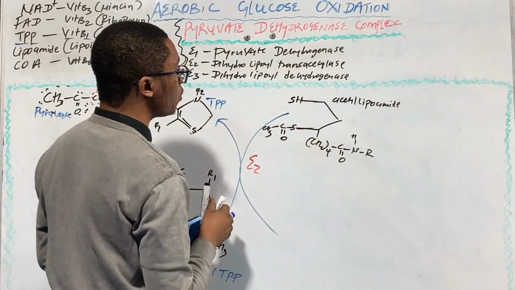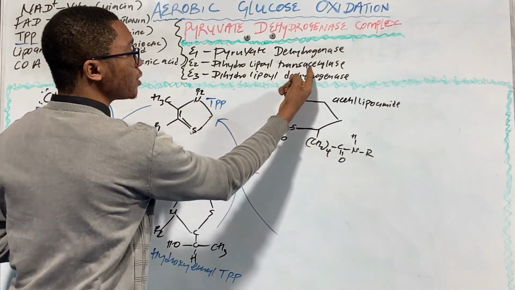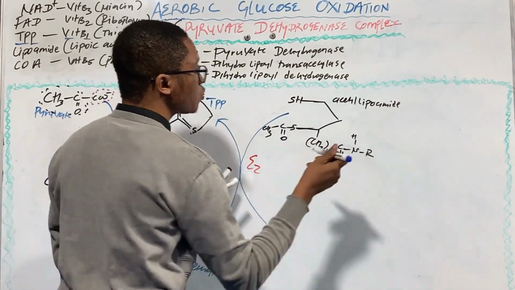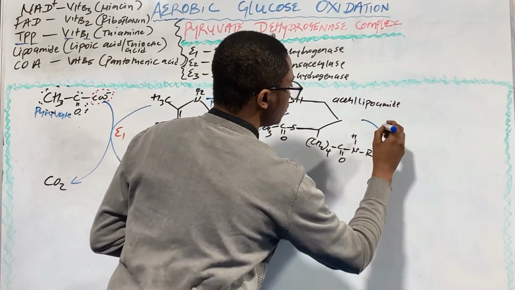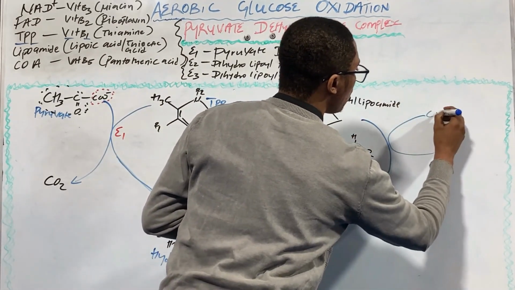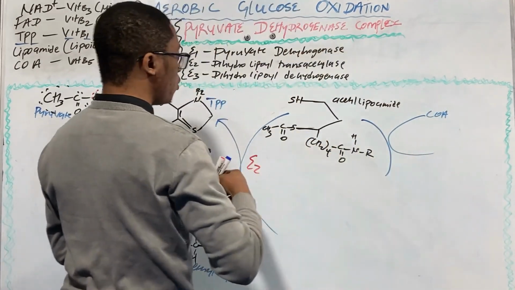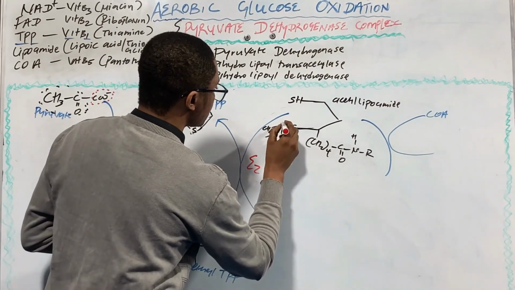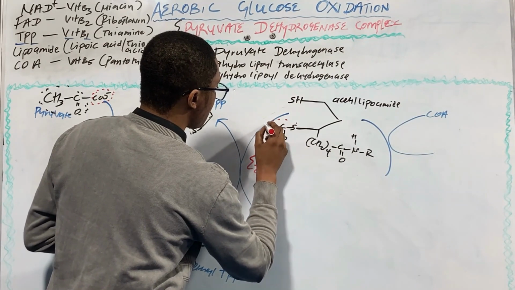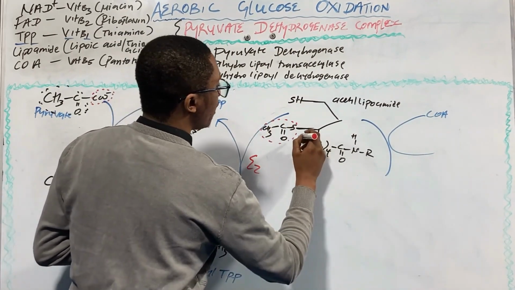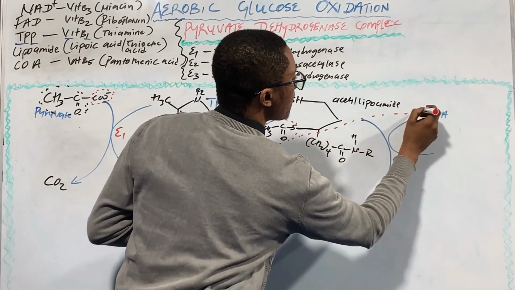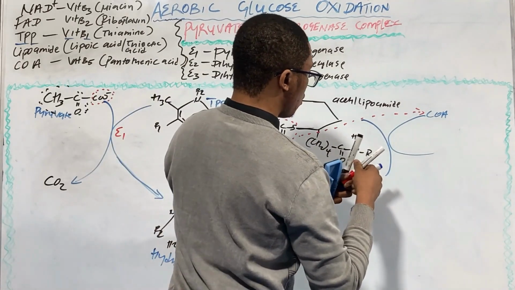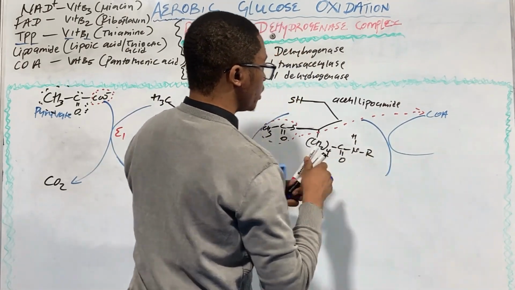All right, now what really happens here? This same enzyme 2 catalyzes what? Because it is dihydrolipoyl transacetylase, this acetyl group is transferred to CoA. Here we have our CoA. So this group here is transferred to CoA to form what? To form acetyl CoA.